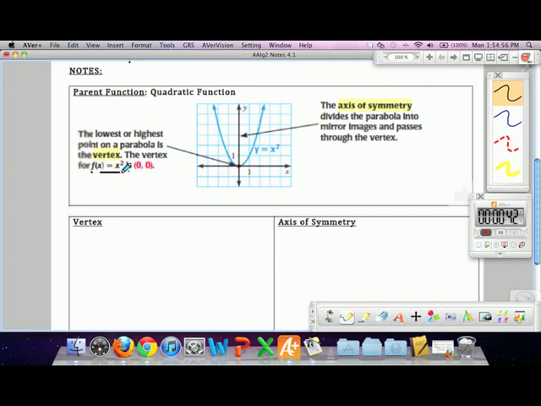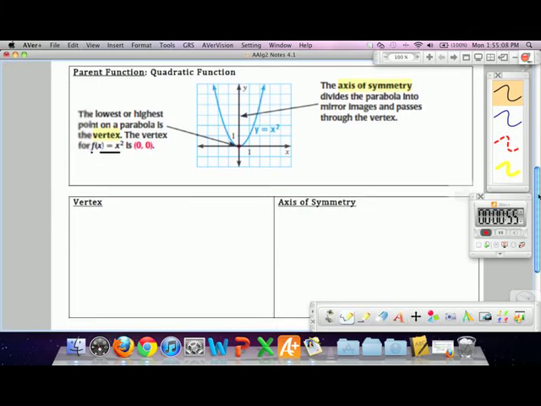And there's a couple important features of our parabola. In particular, there's the vertex of our parabola, which is the lower or uppermost point.